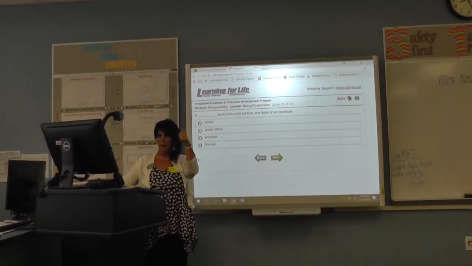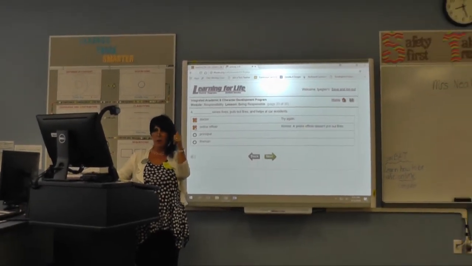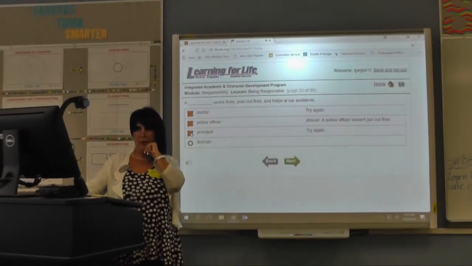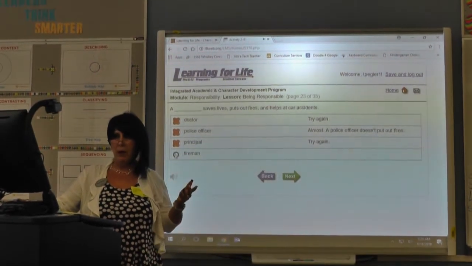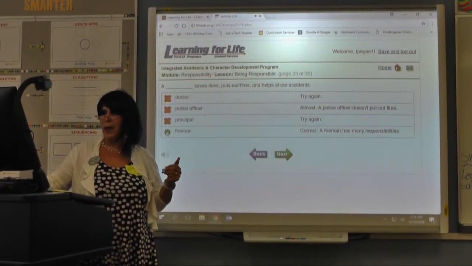A blank saves lives, puts out fires, and helps at car accidents. Thumbs up or down? Doctor? No. Police officer? No. Principal? No. How about fireman? Yes, the fireman has many responsibilities.